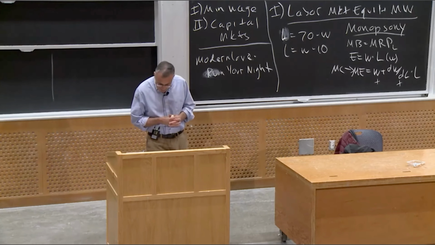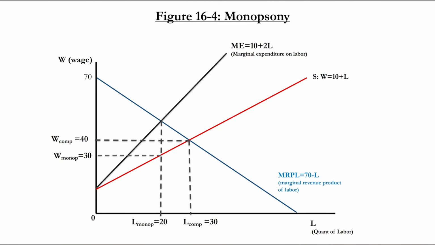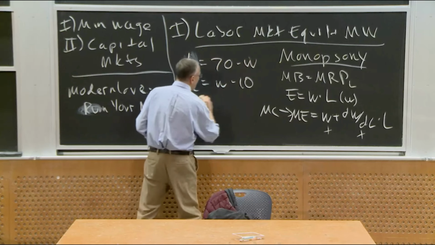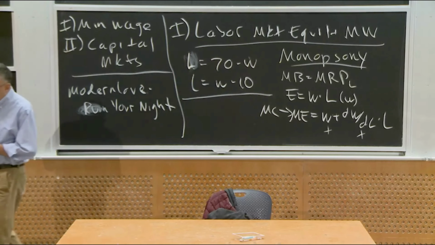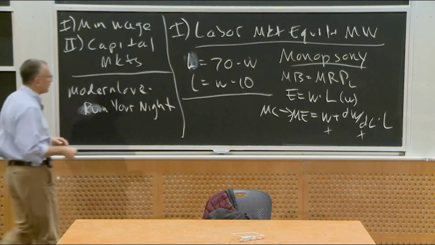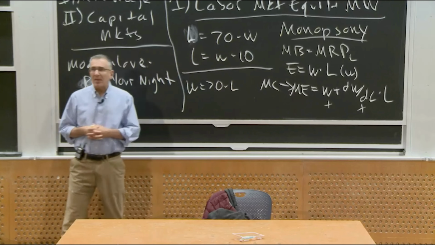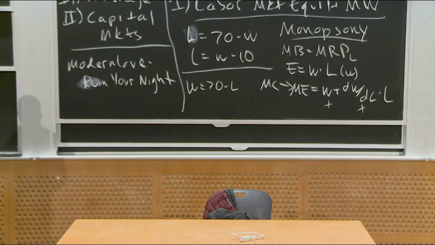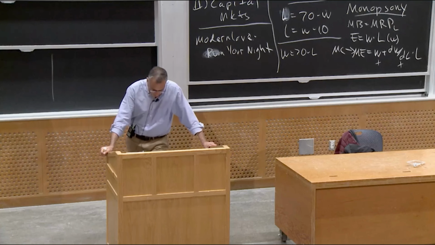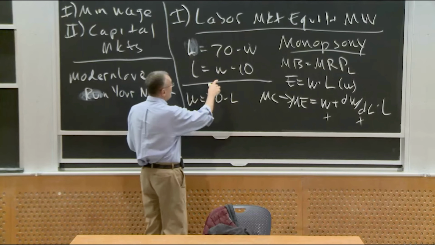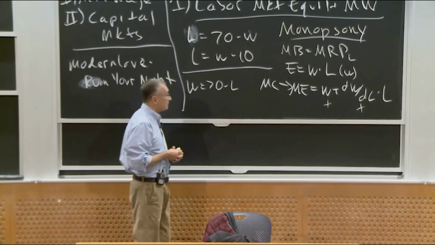Now we have the same marginal revenue product of labor, which we defined as 70 minus L. We'll use the same example as before. 70 minus L. Well, we're flipping this. So now we can write the marginal revenue product of labor curve as simply W equals 70 minus L. So just inverting that. Okay? That's the firm's demand curve, or marginal product of labor curve. But what about its marginal expenditure curve? Well, if you look at the supply curve, it was W equals L plus 10, right?